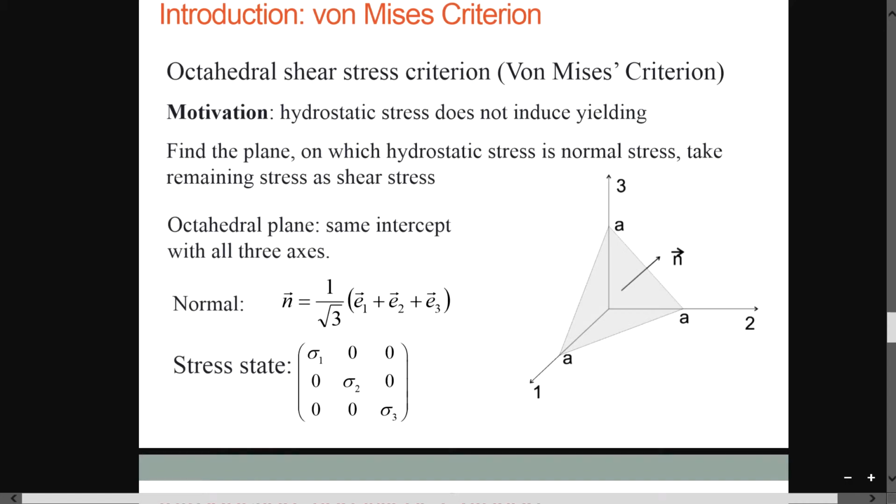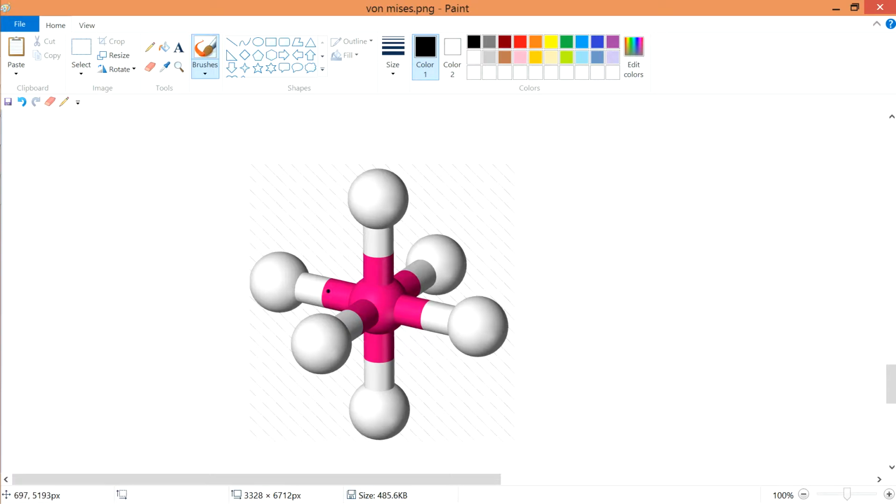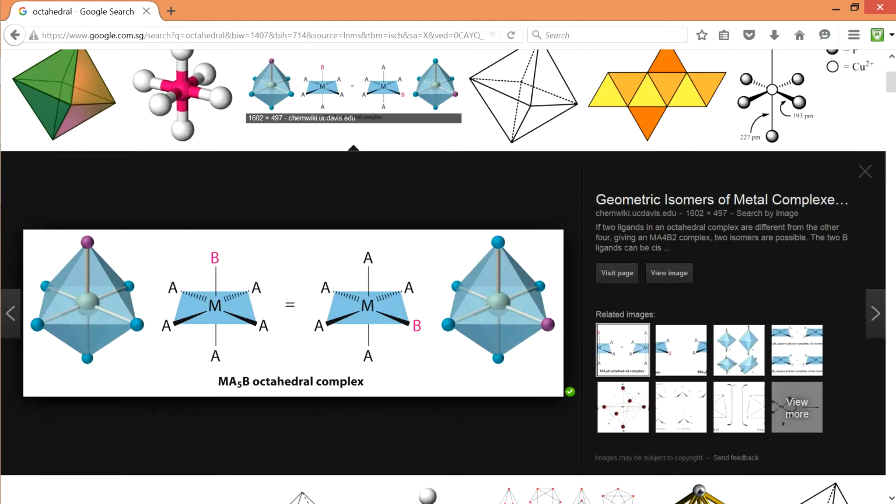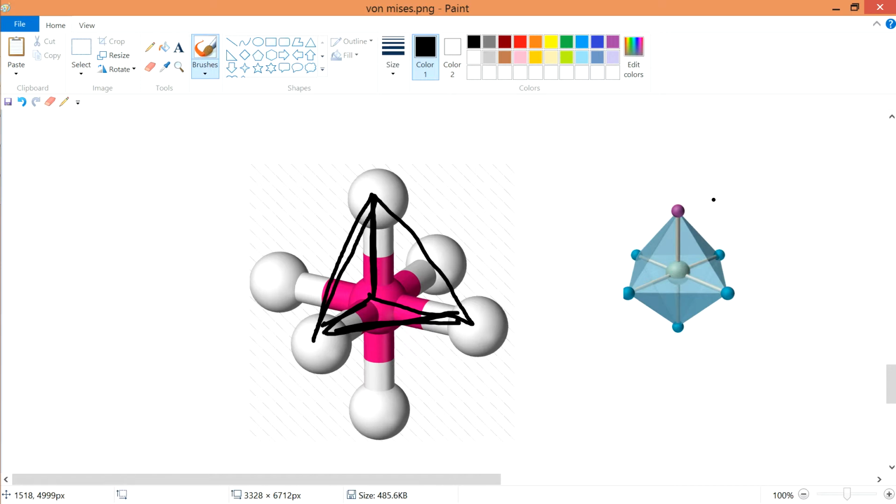Your Von Mises criterion is in fact of this shape over here. Octahedral. This is some of the octahedral plane. If you talk about octahedral shear stress, it's a Von Mises one because your plane is an octahedral. In other words, this is some of the 3D stuff. For octahedral, this particular plane will give you a shape like this, which is this particular one. This plane over here.